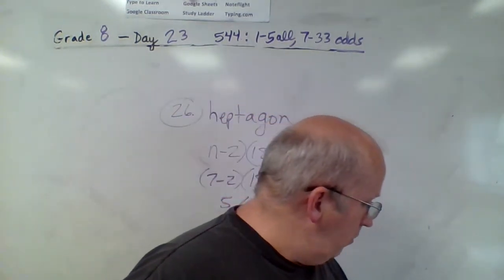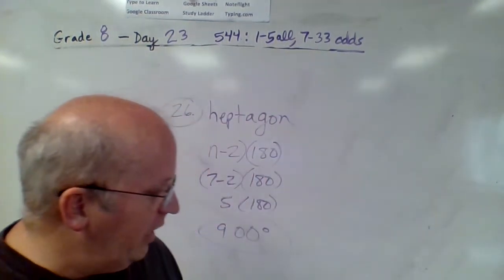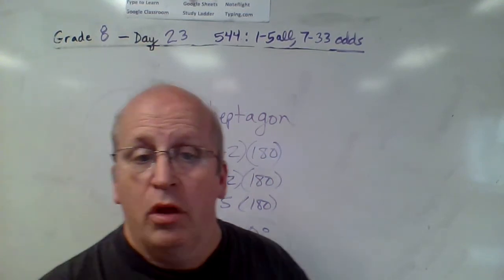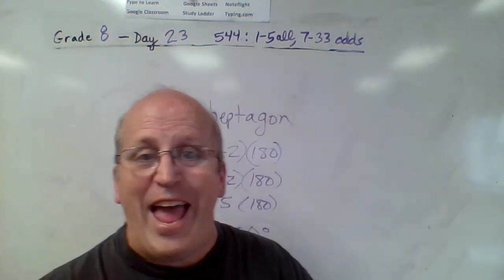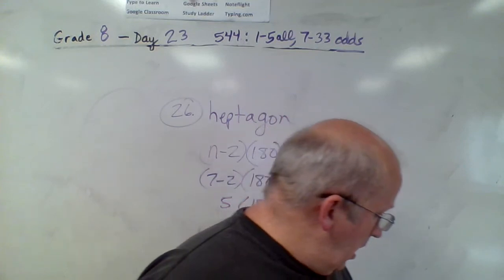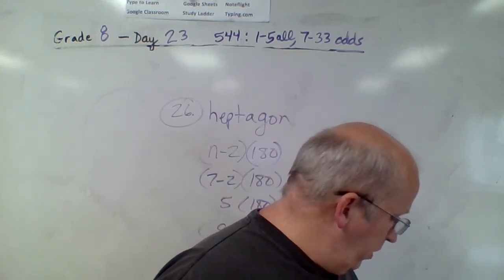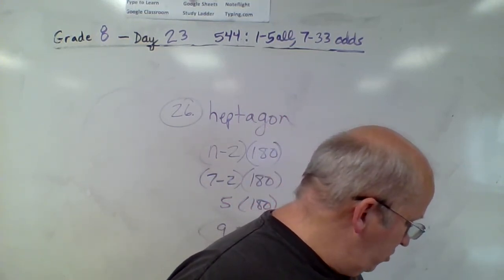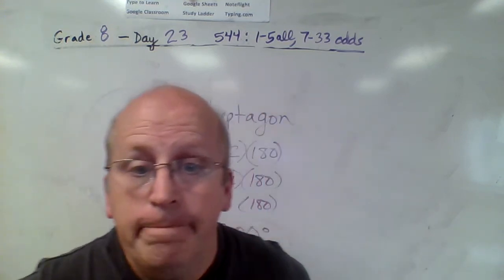Turn the page. Be careful on 29. You have to have 2 answers. Don't forget to do the circumference and the area. And problem 31 and 33, be careful. Round to the nearest tenth when you're done.